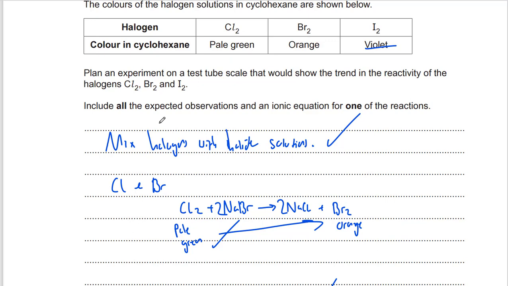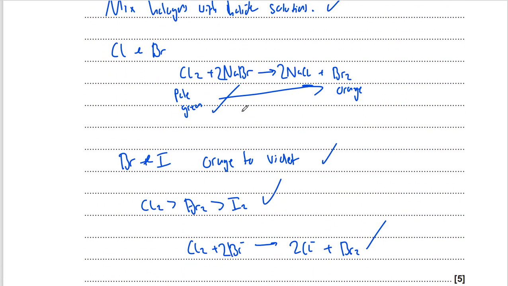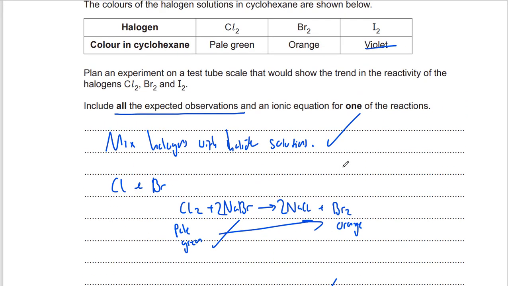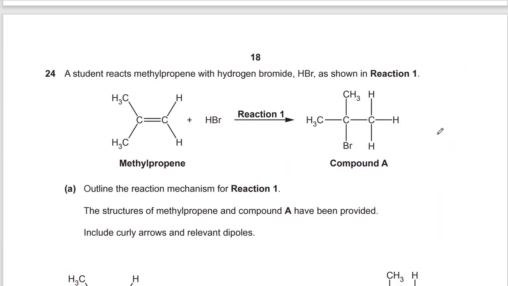Again, tick off what you've got. All expected observations. So I've probably not put all of them down, but I've put the important ones down. Chlorine and bromine, pale green to orange. Bromine and iodine, orange to violet. Chlorine and iodine, pale green to violet. And then you could also put iodine and chlorine, no colour change, for something like that. And I've done an equation for one of the reactions, that's done as well. So nice and easy 5 marks there, nothing too complicated.